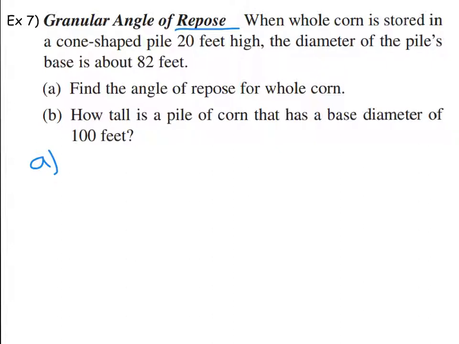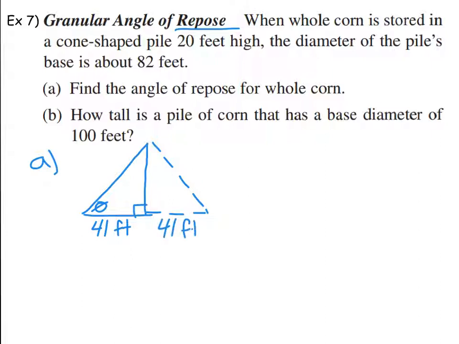So here's what we have. I'm going to draw a triangle, and this is just the profile shot of the cone. So there would be this. I don't need this other side because it's just going to be a mirror image. What we know is, first of all, that's the angle that we're after. It told us that the diameter of the cone is 82 feet, so I'm going to split it up into 2 halves of 41, and then our height right here of our pile of corn is 20 feet.